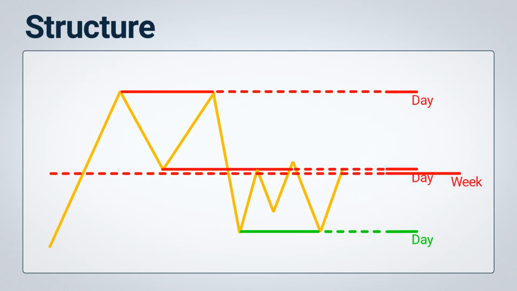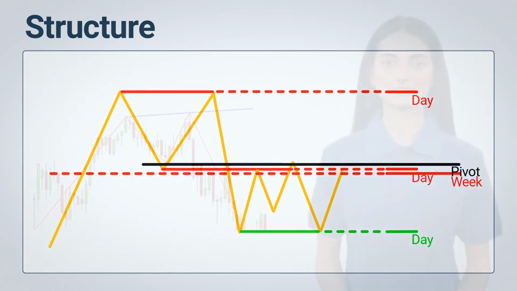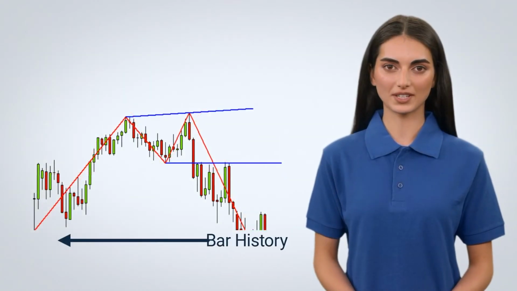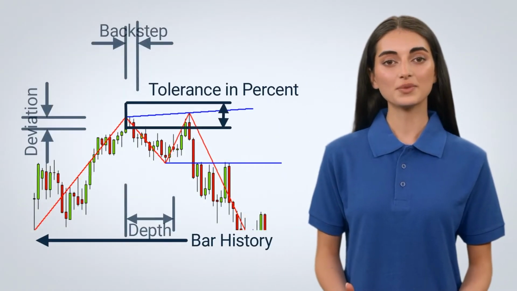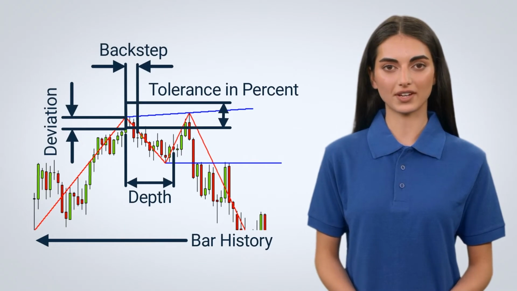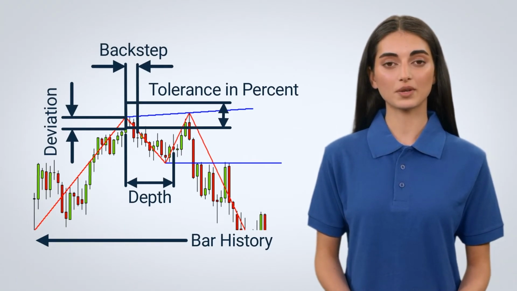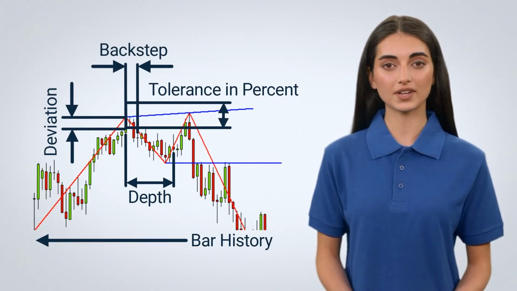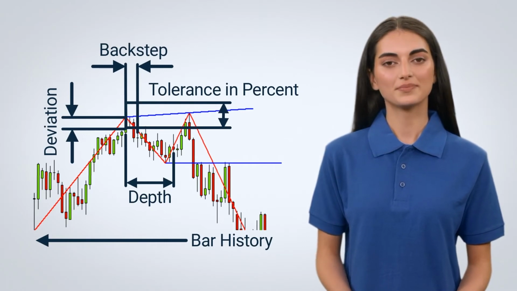Now we come to the pivot points. The beginning of the line always results from the beginning of the valid pivot cycle. For example, daily pivot points start at the beginning of the day. The values for bar history, tolerance, and the zigzag parameters have already been worked through in the video for the chart patterns. The support and resistance work on the same principle, so we will continue with the other settings here.